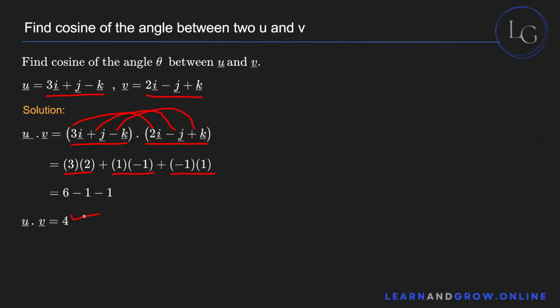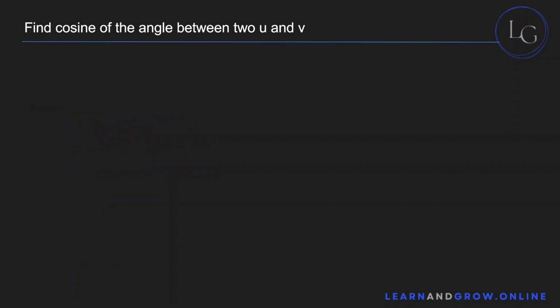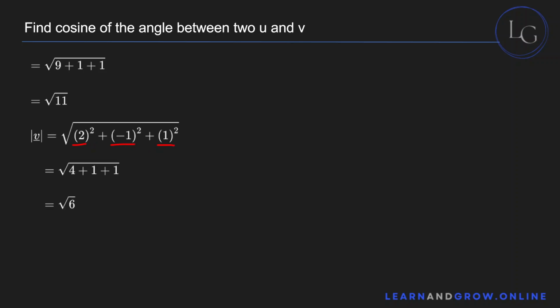You found u dot v. Now you need to find the magnitude of u multiplied with the magnitude of v. So let's first find the magnitude of u, which is just the square root of 3 square plus 1 square plus minus 1 whole square, right? And that basically just gives you root 11. And for v, 2 square plus negative 1 square plus 1 square, and that gives you root 6.